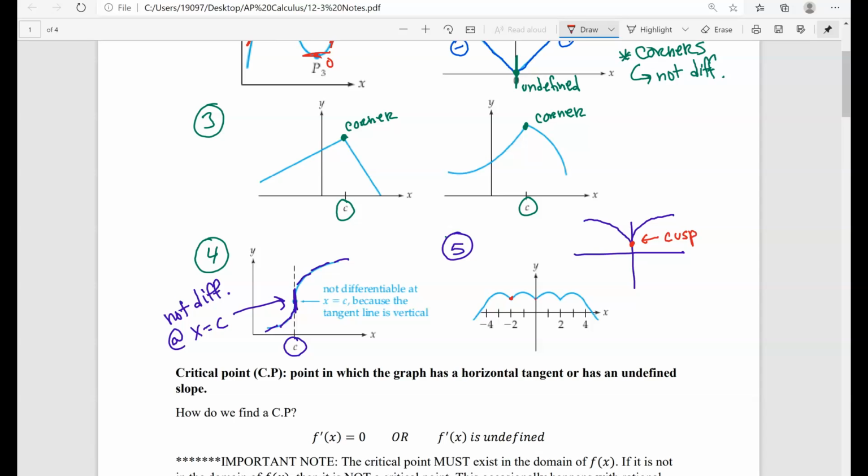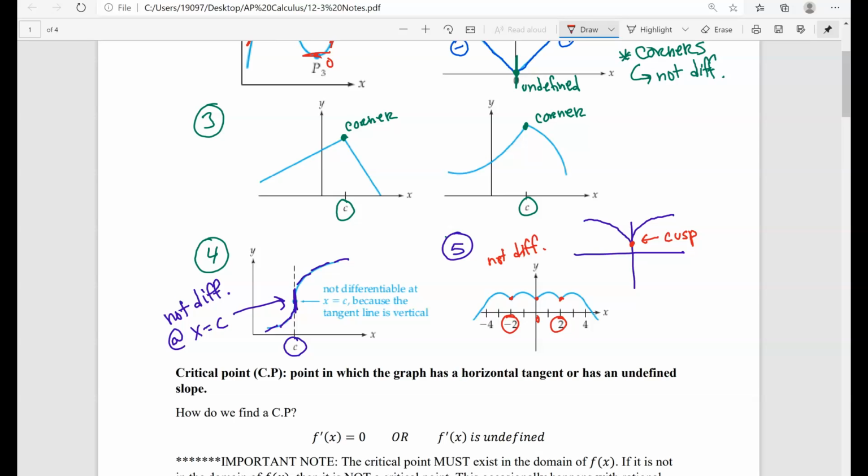You can see that you got little cusps there. You can also call them corners. And at that point, this one will also be not differentiable at these particular points, so not differentiable at x equals -2, x equals 0, x equals 2. So they won't be differentiable anywhere there.